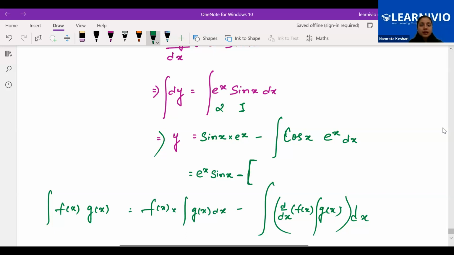Again, we will apply integration by parts. We will be doing first function, integration of second. Again, we'll be doing the same thing for these two. Ma'am, yes. So, can you tell me what will be there?